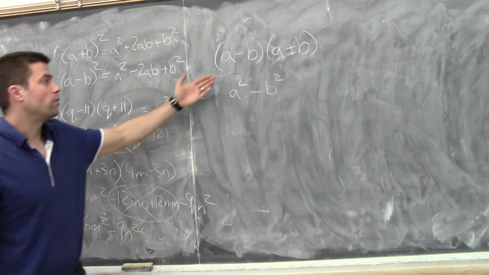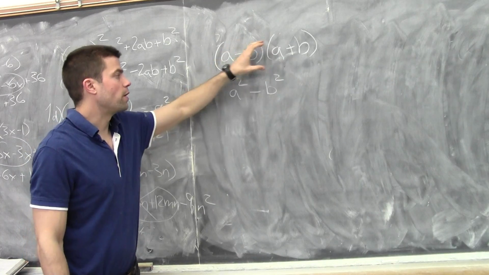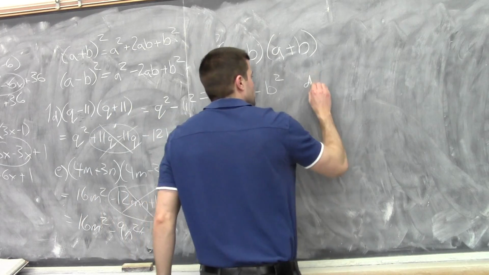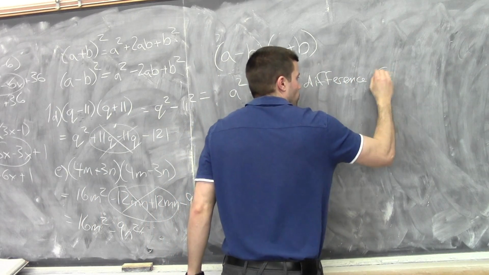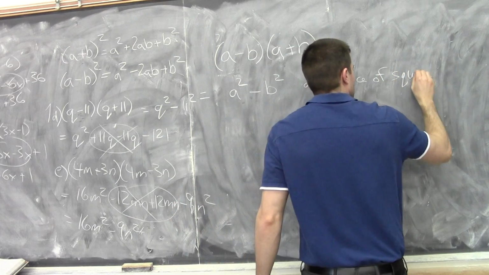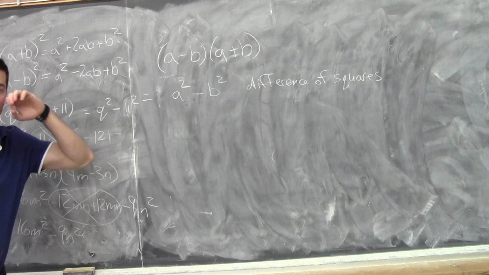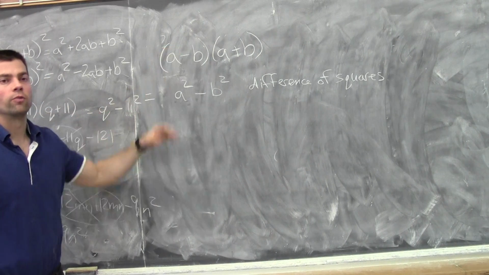If we have a binomial multiplication where the signs are different between the two terms in each binomial, your answer is going to be, and they call this a difference of squares. You're going to see this later when we get into factoring. So you need to be on the lookout for that, to recognize that. Okay, because when we factor, we actually go the other way.